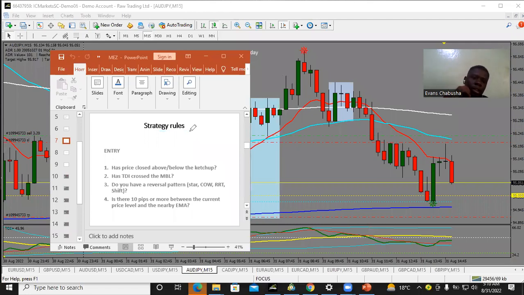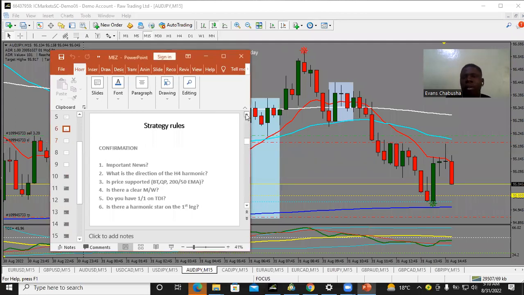The first one says as price crossed above, oh sorry, these are entry rules. Let me go to the confirmation rules so that we move in that order. Okay, so those are our confirmation rules, and I told you that you need to follow the rules for you to be consistent in trading.